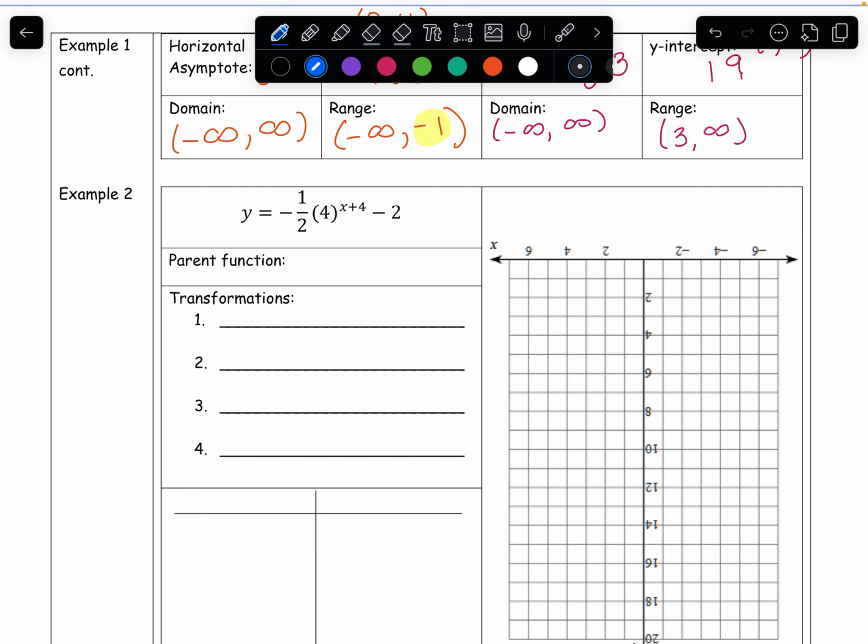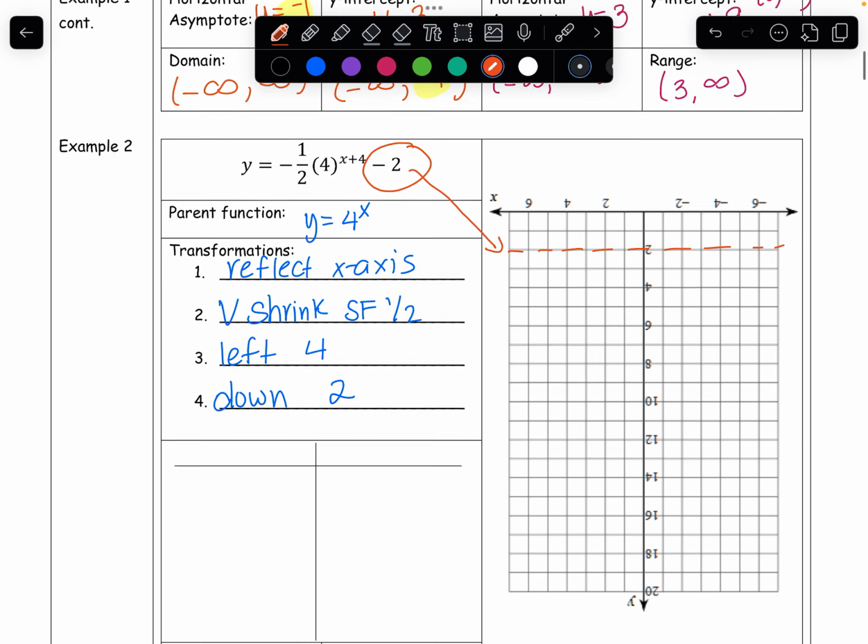Hopefully you did pause it. And so here we go. We get y equals 4 to the x power is our parent function. We have a reflection over the x-axis, a vertical shrink by a scale factor of 1/2, I keep doing that. We go left 4 because it's opposite, and then down 2. And so I'm going to draw in that asymptote real quick. That asymptote, remember, is right there.